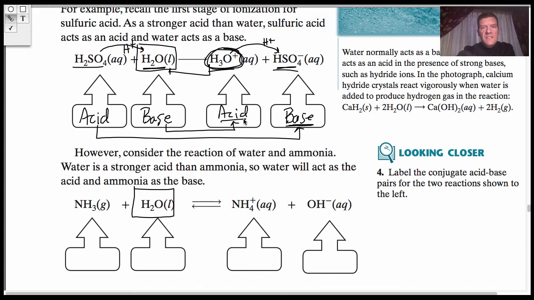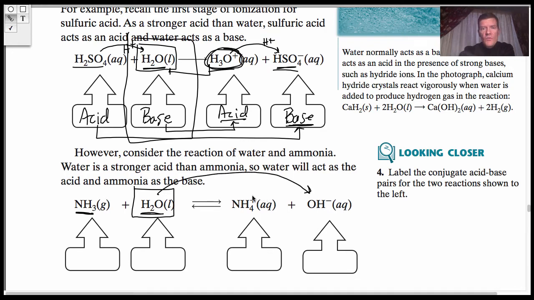So this is the acid. The acid is always the donator of the H plus, the proton. So you'll notice here water is acting as a base. Let's come down here. Here is NH3, ammonia, and it is put into water. Let's see what happens. In this case, the water is turning into OH negative.